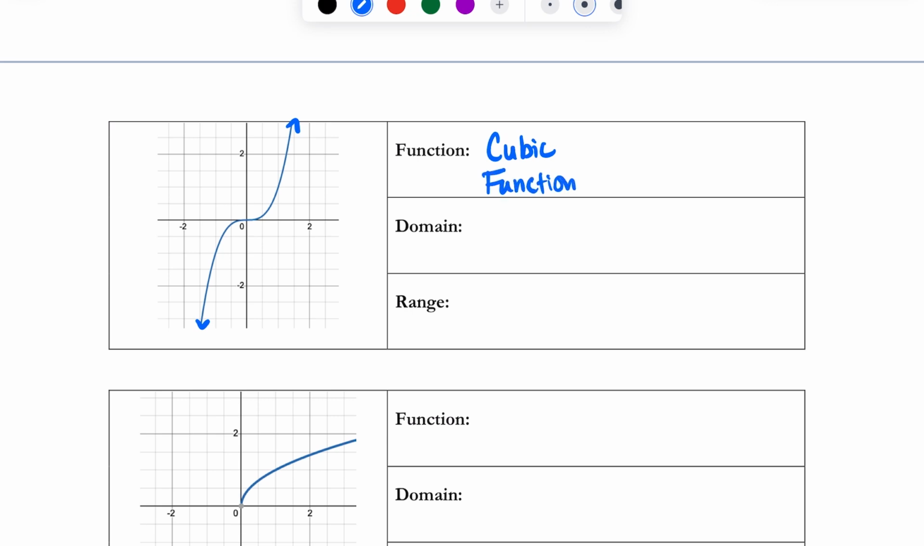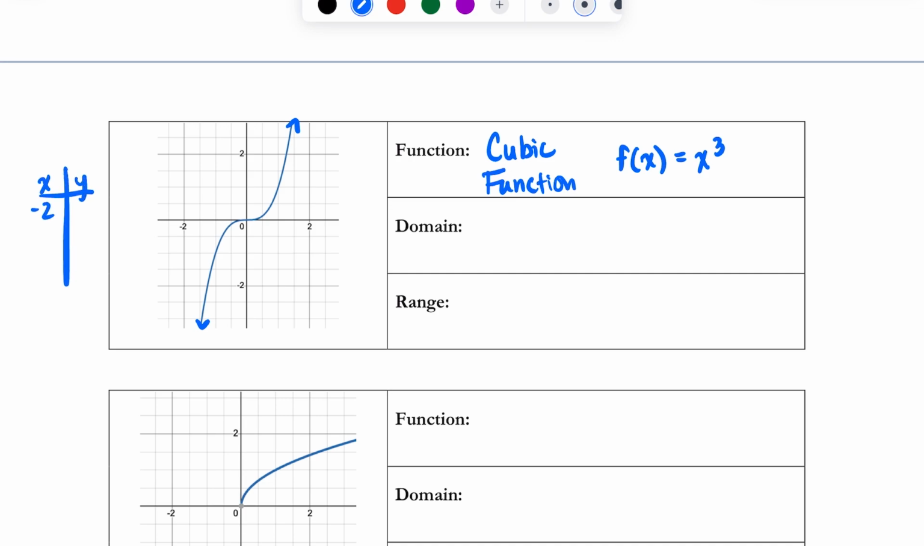If we think about our previous knowledge about cubing, that means to take something to the third power instead of the second, like the quadratic. So this will be our function here. We can do a quick table of values if that will help.